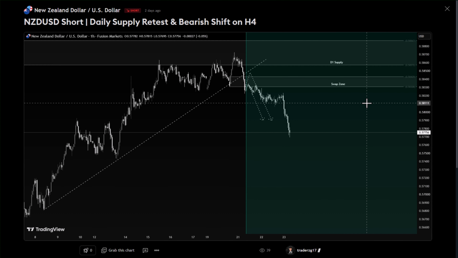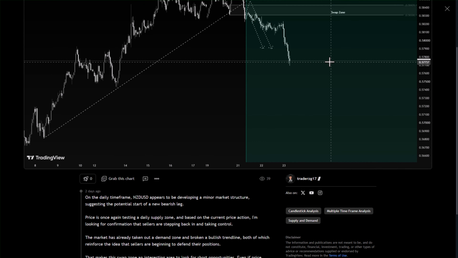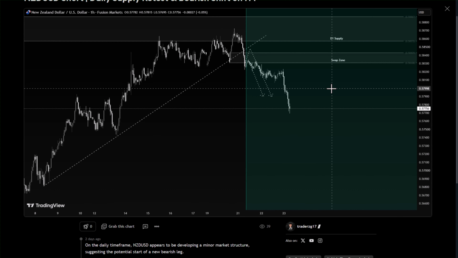Price just made this drop from this area of supply from the swap zone. That's basically what ended up happening, and that's basically the trading idea. That's the idea behind this setup and why I like to trade with the trend.